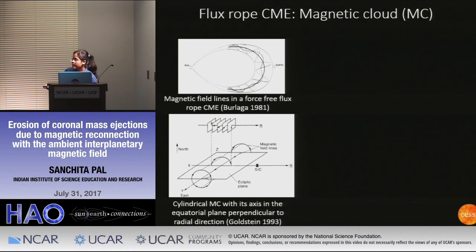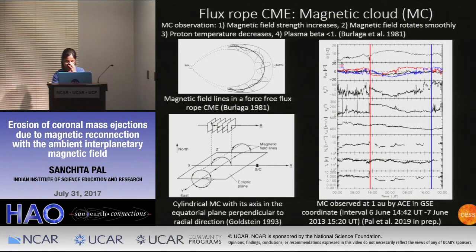This is the region where the spacecraft is sitting. And so one can observe the magnetic cloud at 1 AU by in situ observation. So we have to see whether the signatures are there in the solar wind, then we will confirm that there is a magnetic cloud.